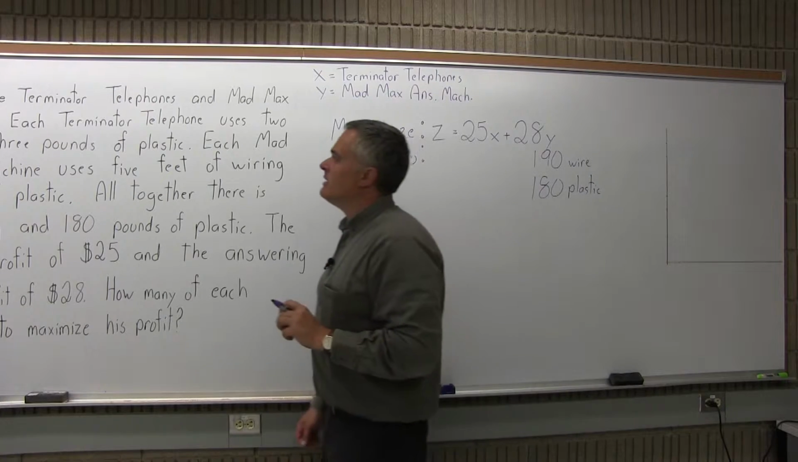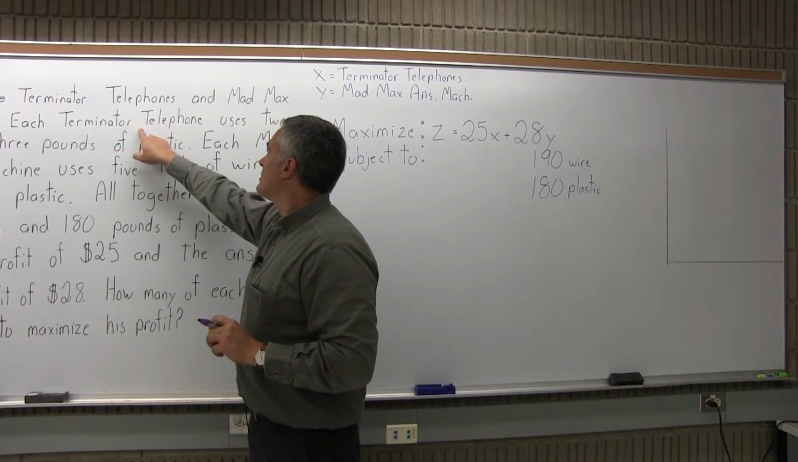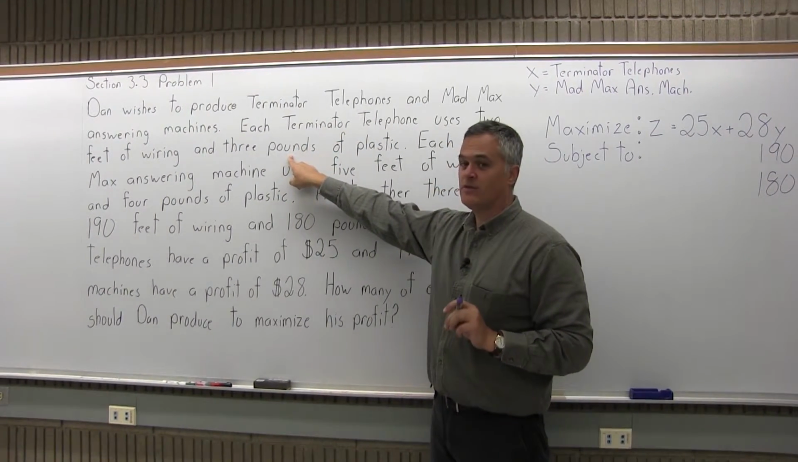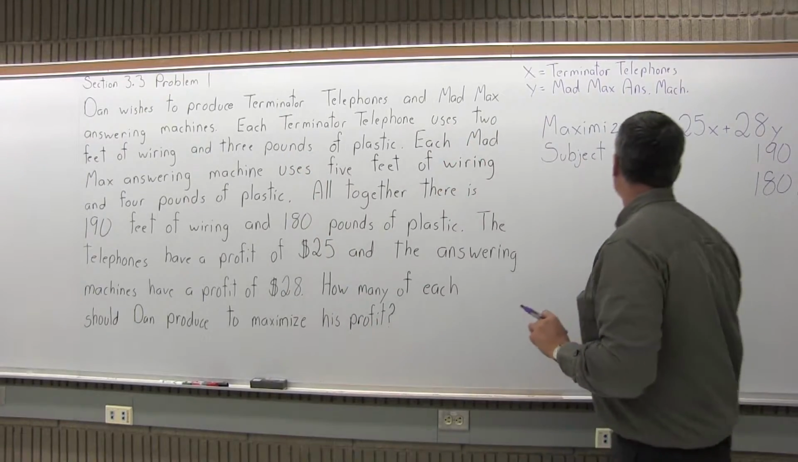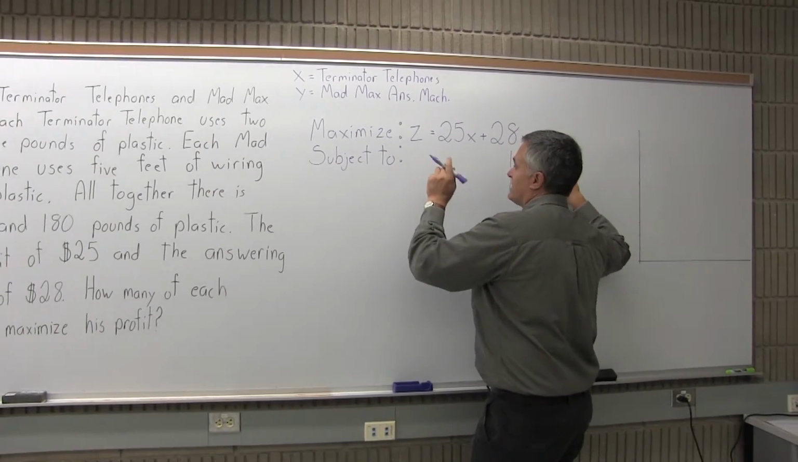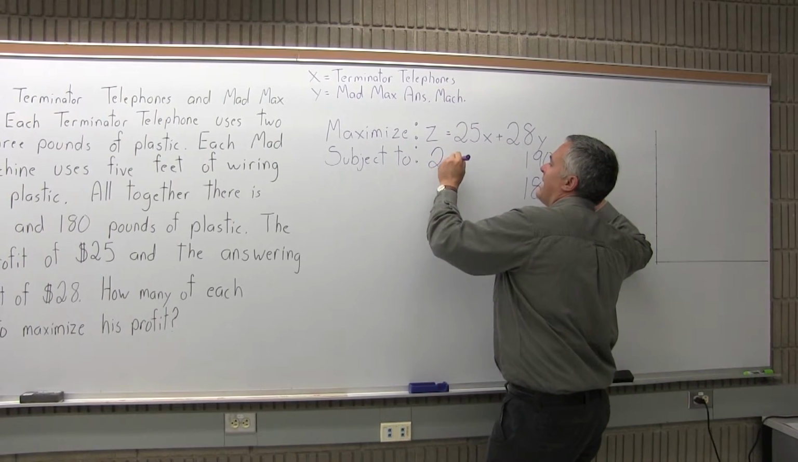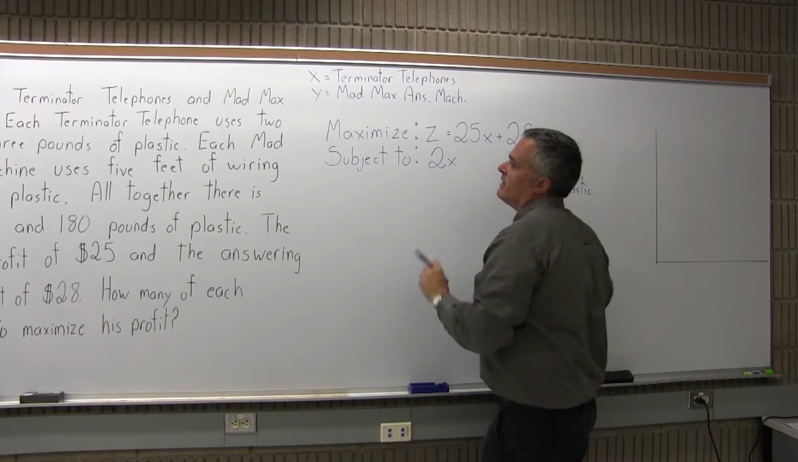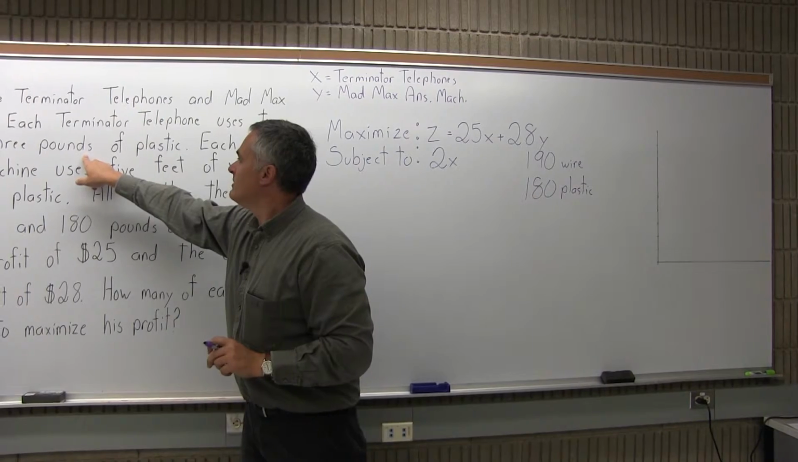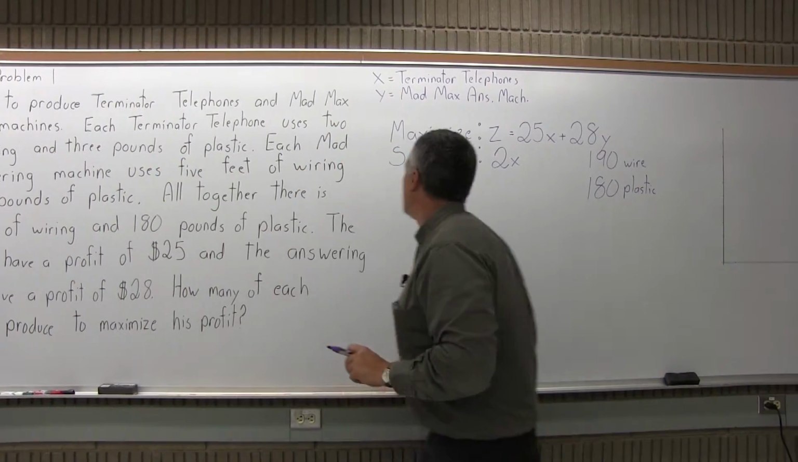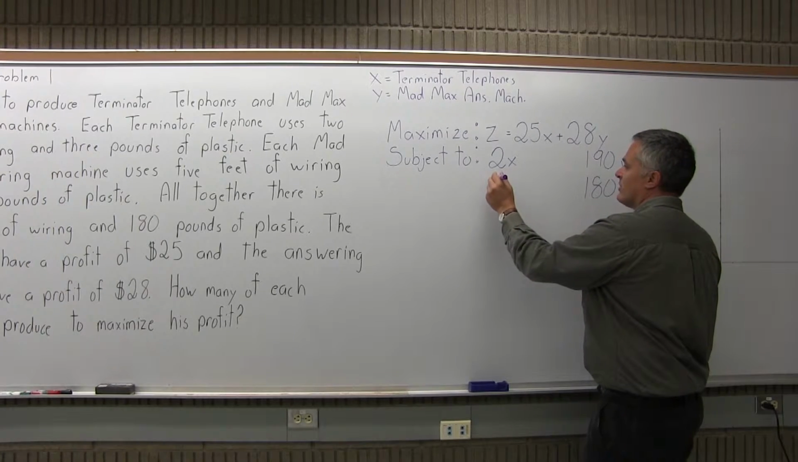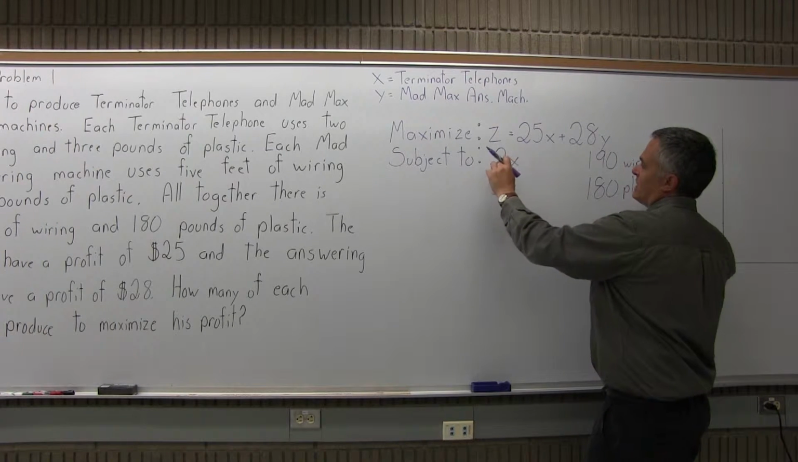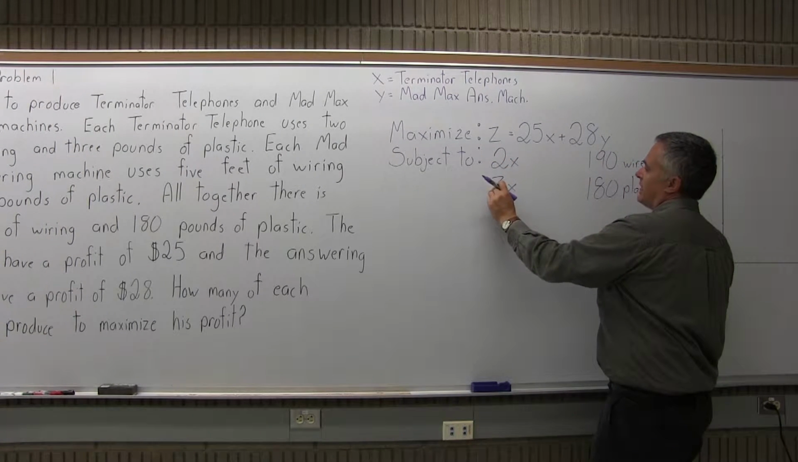And now, let me go back, and it says each Terminator telephone uses 2 feet of wiring and 3 pounds of plastic. So the telephones are X. 2 feet of wiring. So for the wiring, and the telephones are X again, I'm going to have 2X, 2 feet of wiring for every telephone. 3 pounds of plastic. So the telephones, which are X, use 2 feet of wiring, 3 pounds of plastic.